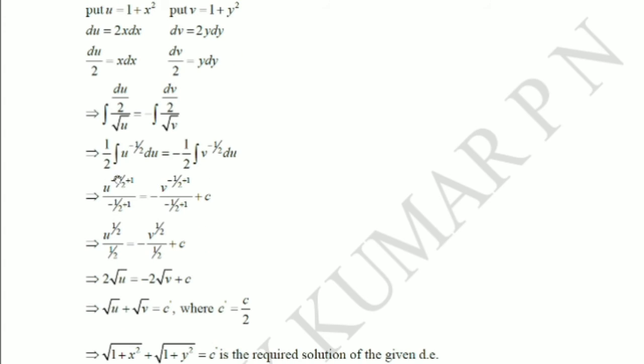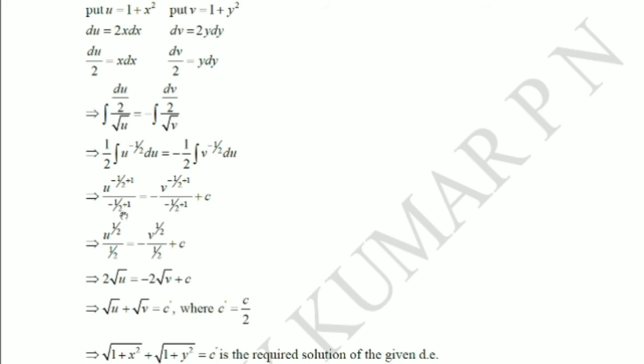Now, we know that we have a formula: integration of x to the power of n into dx. What is the integration of x to the power of n into dx? It is x to the power of n plus 1 divided by n plus 1. Apply that formula for both of these. Instead of x, we have u here, and instead of n, minus half. Therefore, these two halves get cancelled. So, u to the power of minus half plus 1 divided by minus half plus 1.